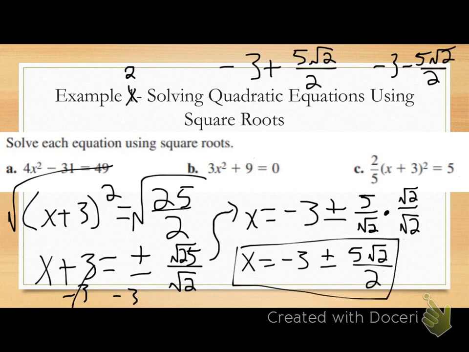Does the boxed answer, 5 square root of 2, not have a solution? Yes, it does. It would be a decimal, wouldn't it? I'd get a decimal.